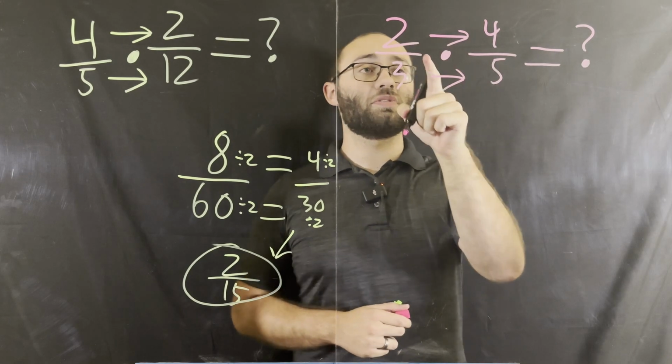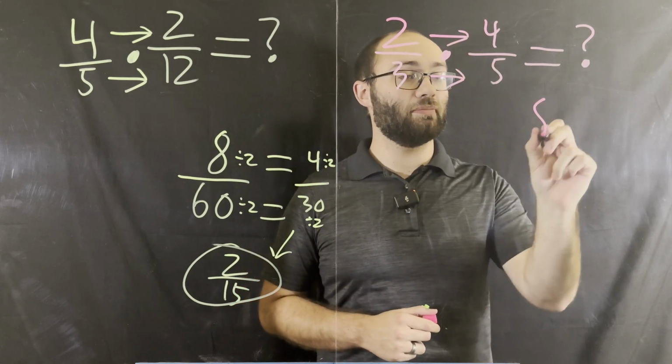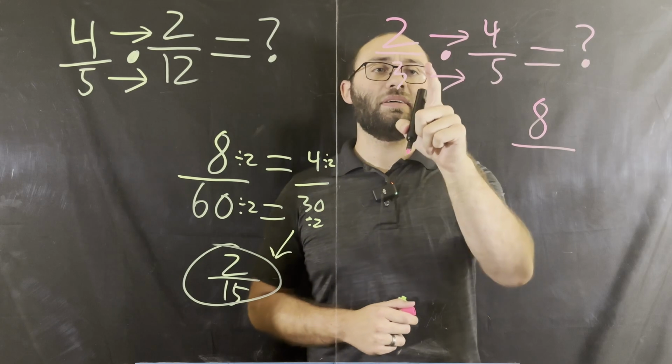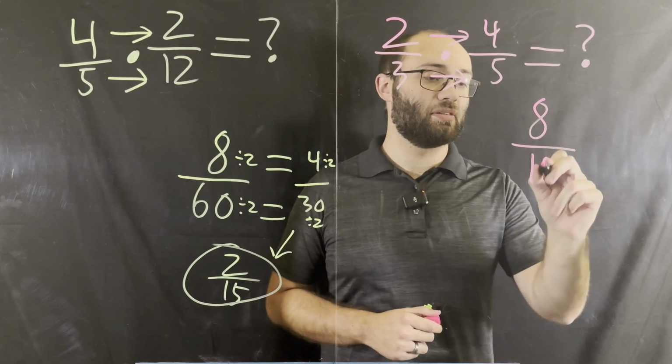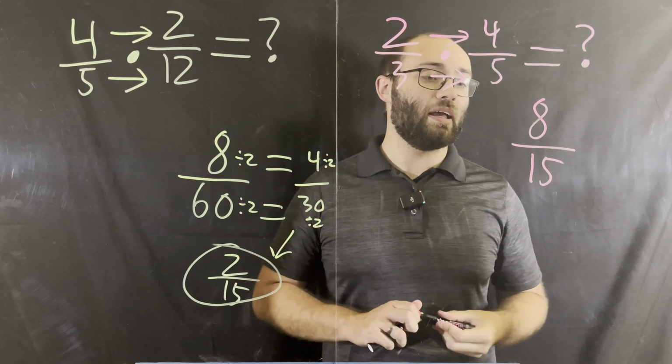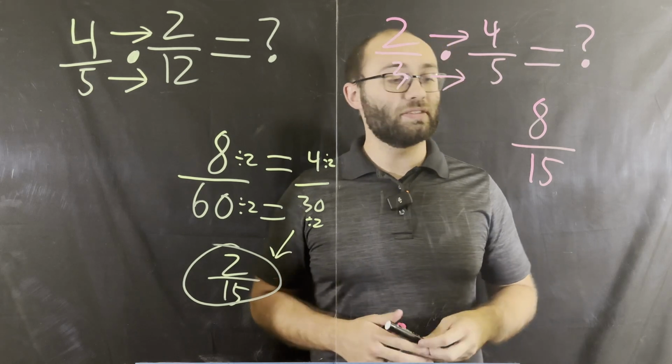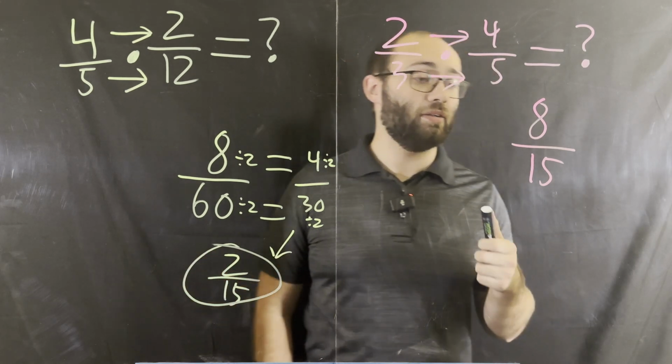So I do 2 times 4, which gives us 8 for the top. 3 times 5, which gives us 15. 8 over 15. And we can start doing the test where we check 2.